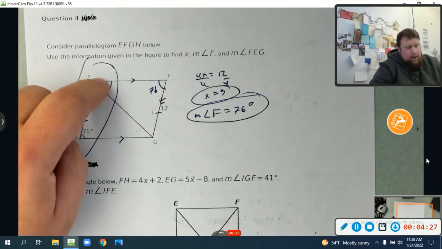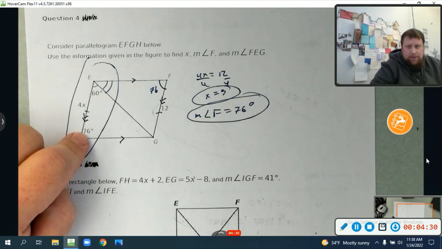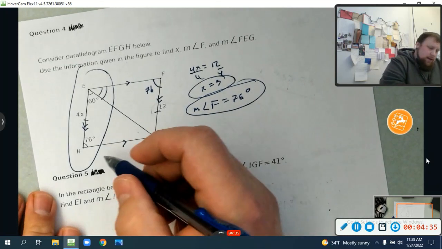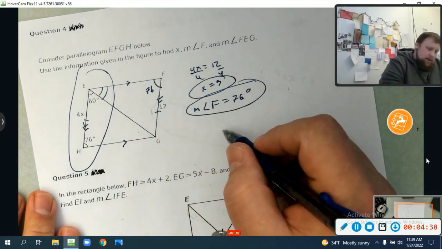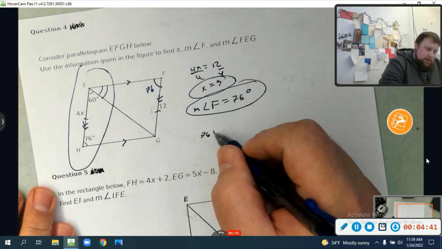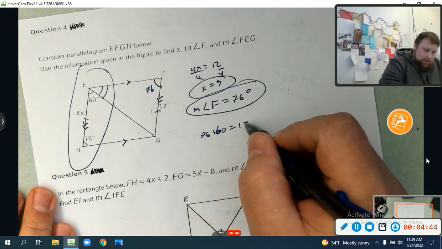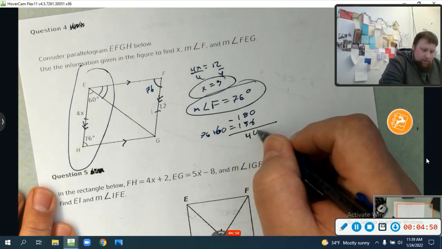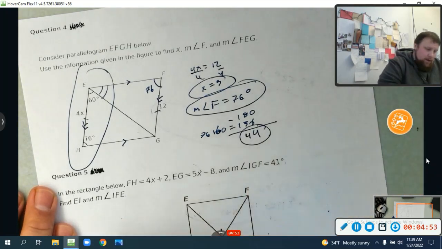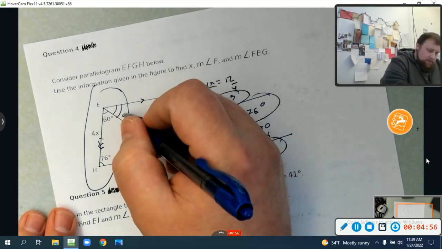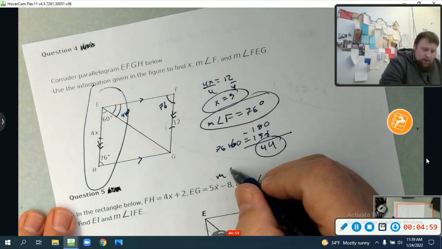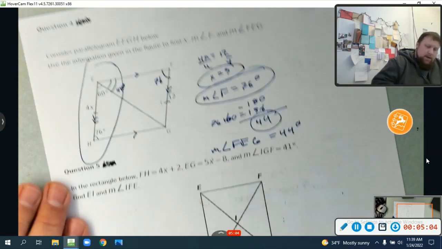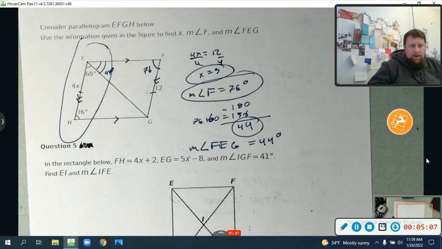Adjacent angles is what I meant, always add to 180. Okay? So in this case, I know that 76 plus 60 equals 136. Subtract that from 180. We get 44. Okay? So I know that whatever that missing angle is, it's 44 degrees. So the measure of angle FEG equals 44 degrees. Boom. How about using those properties of parallelograms to great effect?